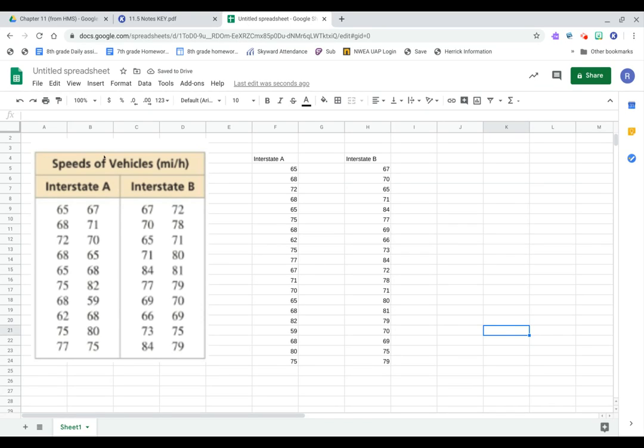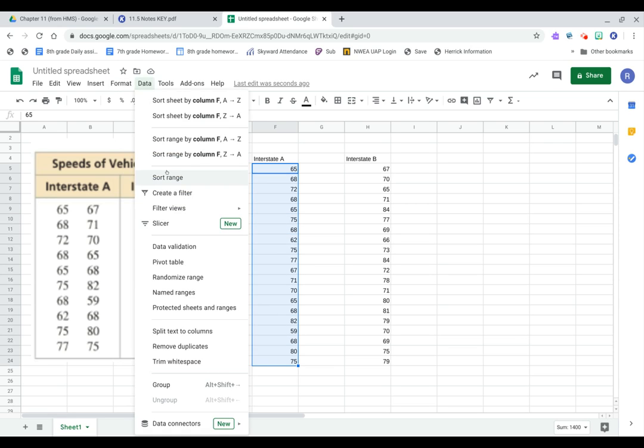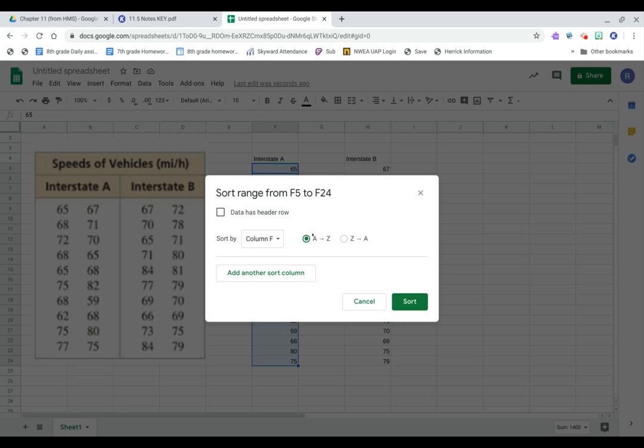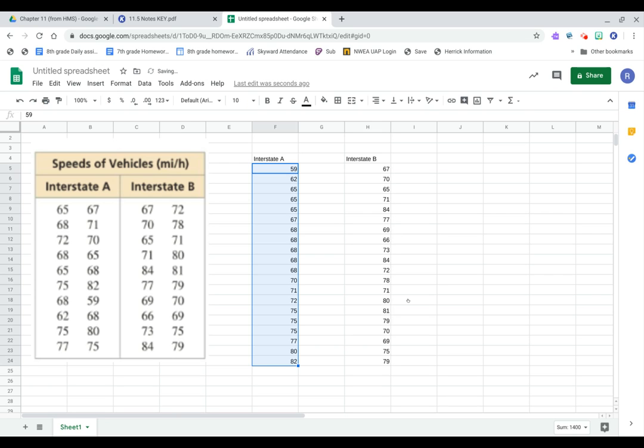So what I have here is a picture of the data set from the notes, and I typed in all the numbers from Interstate A and all the numbers from Interstate B. And the reason I chose to show you how to do this if you want to do it in Sheets is because once all the information is typed in, I can take this and I can sort it so that it goes from least to greatest. And this allows me to figure out my information for a box and whisker plot pretty easily. You could have completely done this by writing it by hand as well.